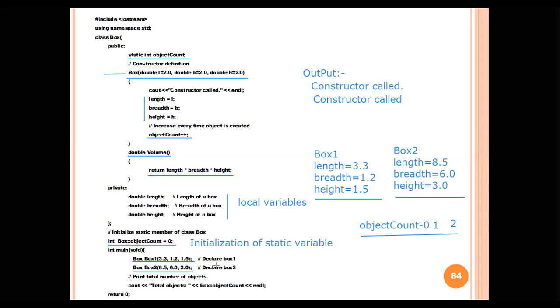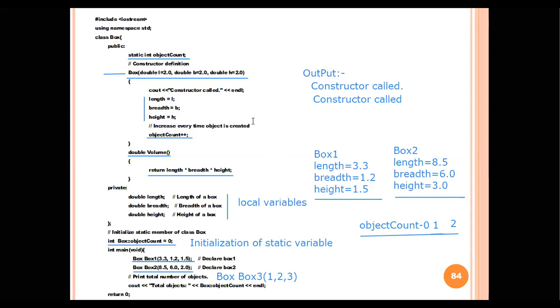Okay, so what will happen? Suppose I create one more object, box B3, and pass three different parameters to the constructor. Again, for the third object, three different local variables are created with the values 1, 2, 3. Am I right?